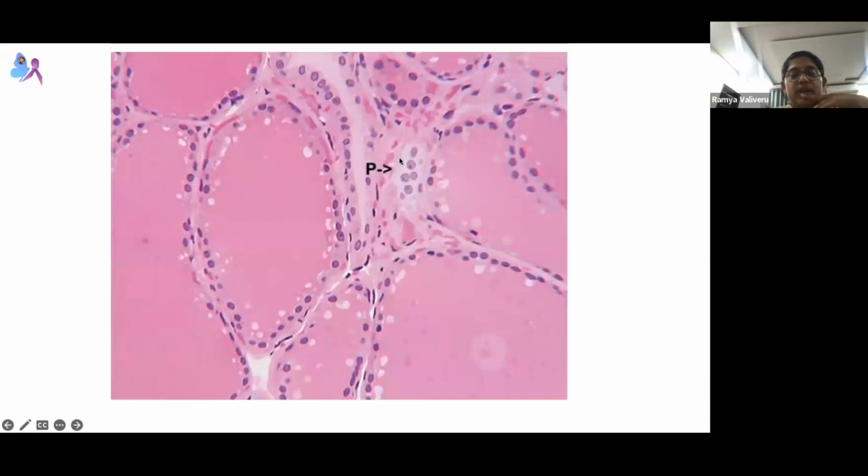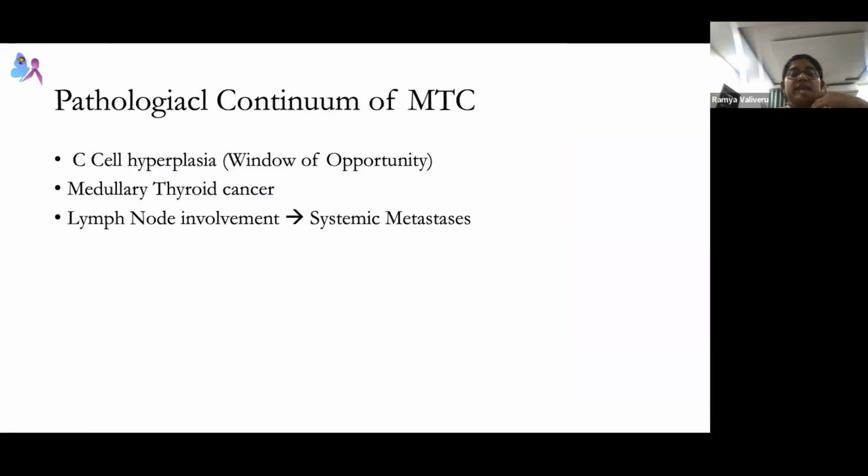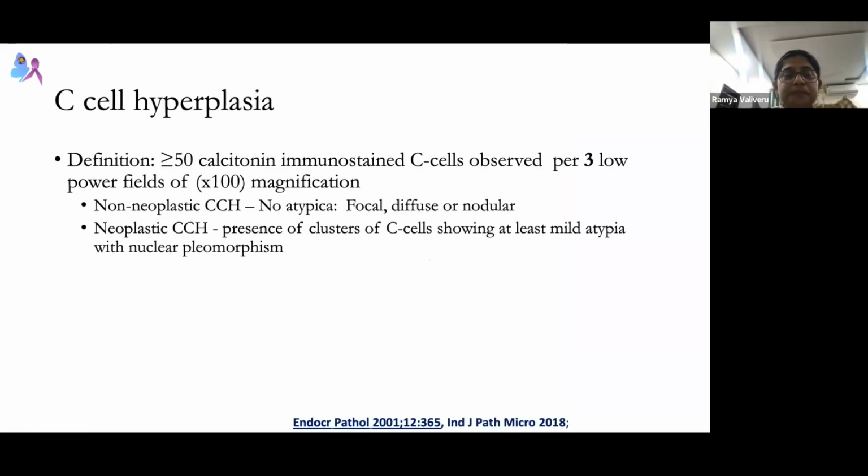These are the parafollicular cells, which lie between the follicles of the thyroid. There is a pathological continuum from C cell hyperplasia to MTC to lymph node involvement to systemic metastasis. So we have a window of opportunity to treat when it is still at the C cell hyperplasia stage, where possible, especially in syndromic cases.